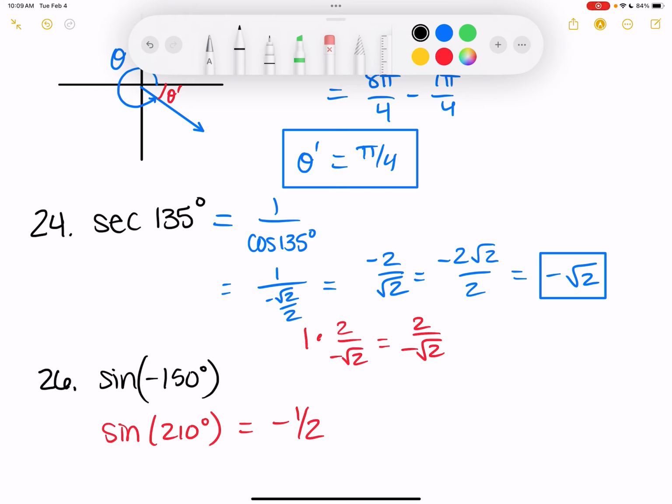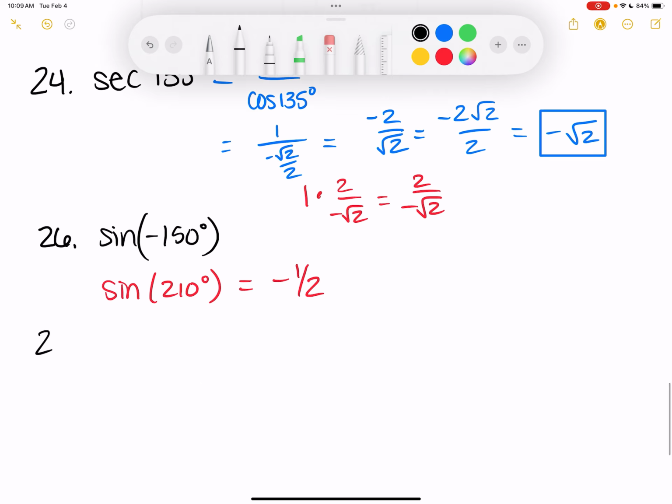You don't have to find the coterminal angle. That was just a different way to think about it, but it'd be the same if I didn't. Negative 150 and 210 are the same thing.